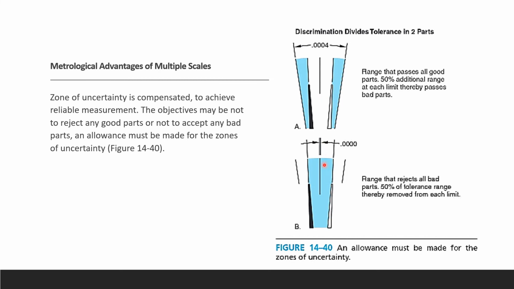Here the range is going to reject all bad parts. We're reducing that range, and now we have a 0.000. So 50% of the tolerance range is thereby removed from each limit. From here we get rid of that. Therefore, we're going to allow only the good parts.